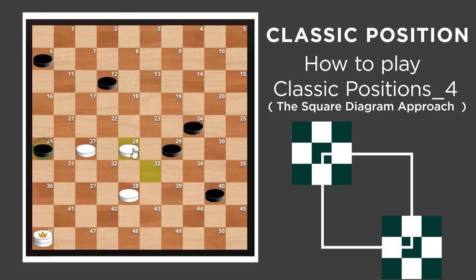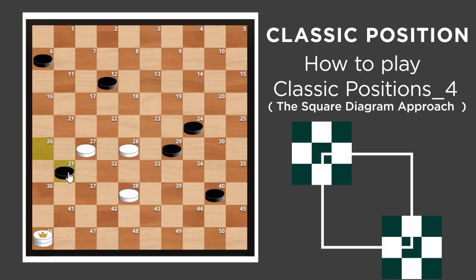Again, with the square diagram, we see that the position at 28 should be taken. Black will also respond by playing 26-31 to remove the piece at 27. So again, using the square diagram principle, we see that the positions surrounding square 26 are 21 and 31.